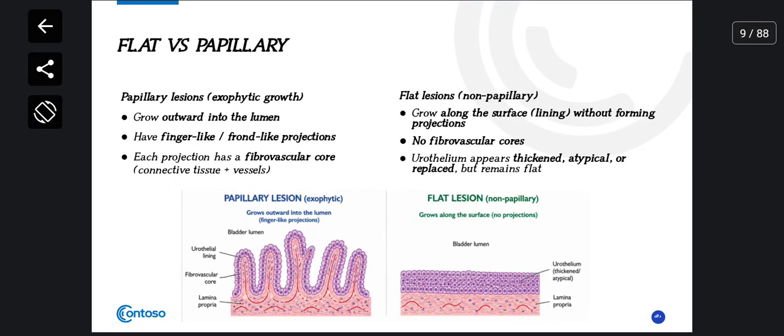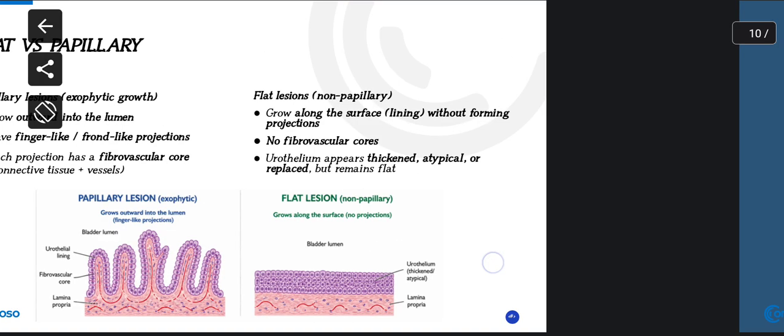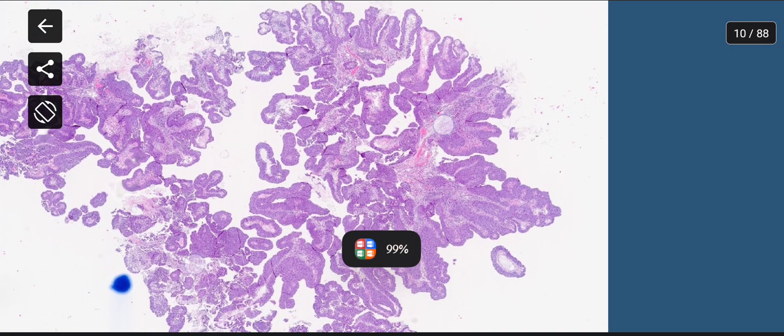Okay, so now when do you call a lesion flat, and when do you call a lesion papillary? Flat lesions grow along the surface without any projection. There is no fibrovascular septa, whereas a papillary lesion is an exophytic growth growing towards the lumen with a central fibrovascular core. Okay, so now we come to the case.